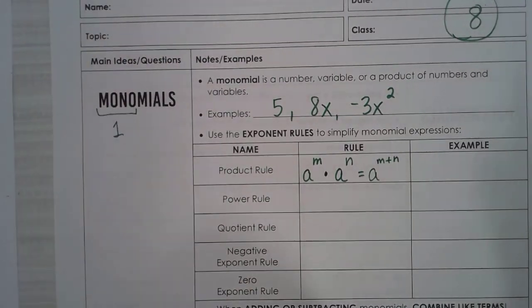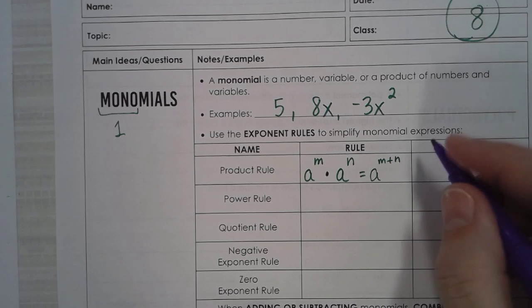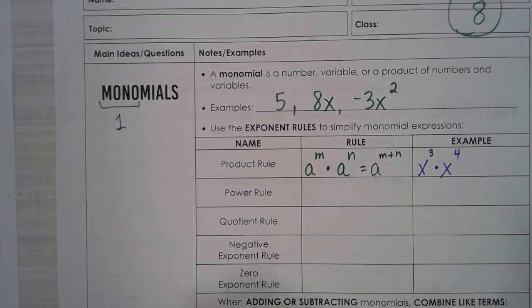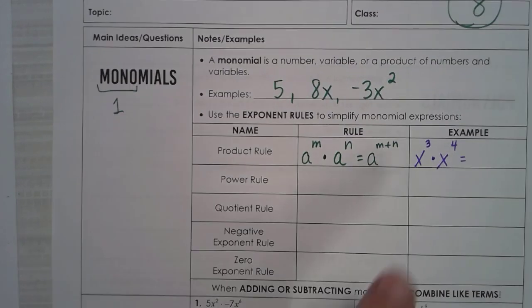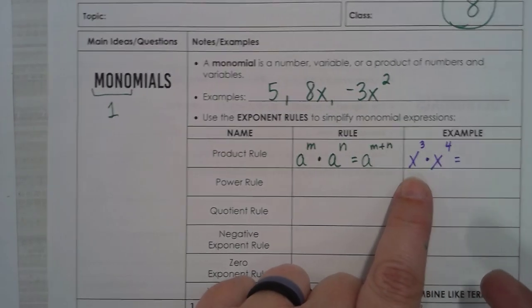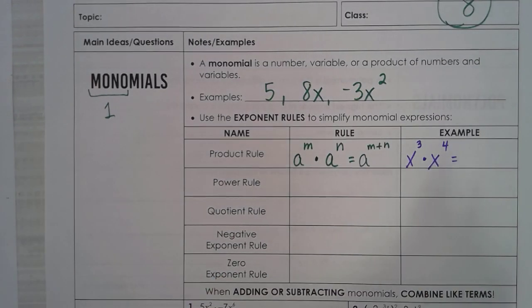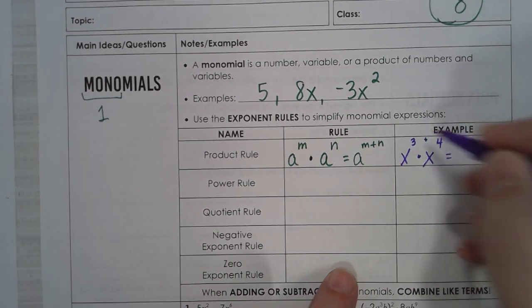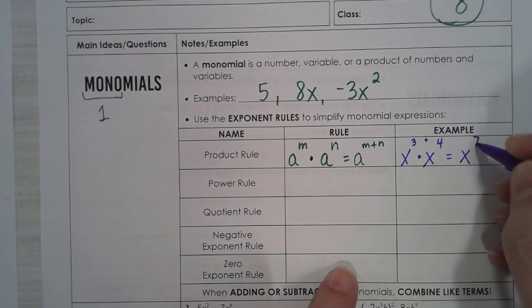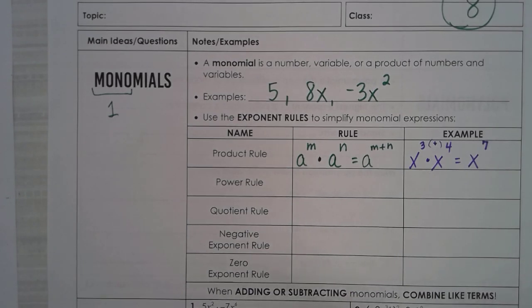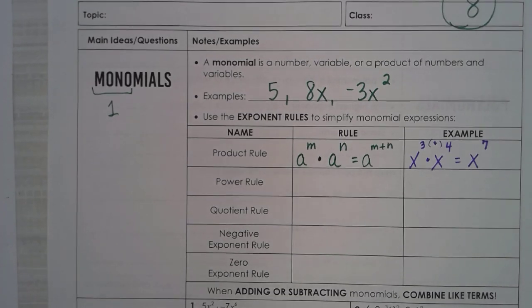Okay, so for example, if I had x to the 3rd power times x to the 4th power, this is x times x times x, 3 x's, and this is x times x times x times x, 4 x's. So if I multiply those together, I'm just going to add these two exponents, and we're going to get x to the 7th power. Plus goes in the middle there. Add the exponents. Even if it's a negative, you still add it, just like you would normally add positives and negatives.